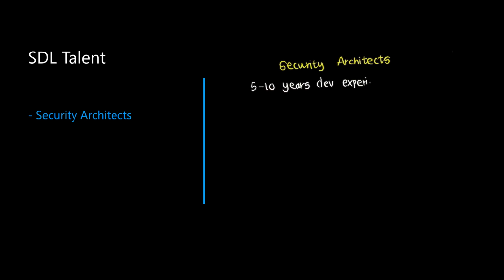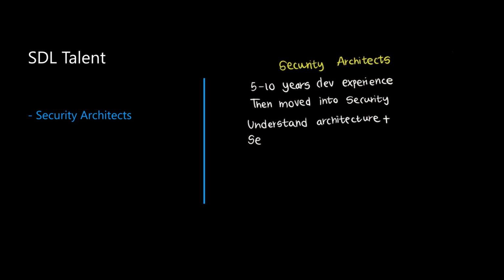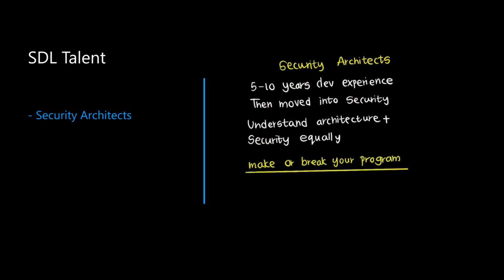Now let us get into the people side. The textbook is blunt about this. Qualified senior software security architects will make or break your program. These are individuals with 5 to 10 years of development and coding experience who then moved into security. They understand system architecture and software design at the same level they understand security itself. These architects are not the typical security professionals who just run scanning tools.